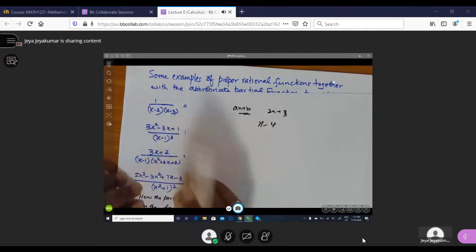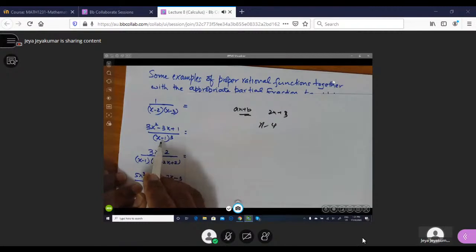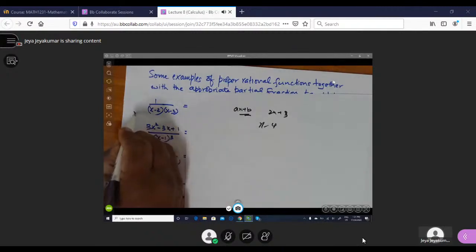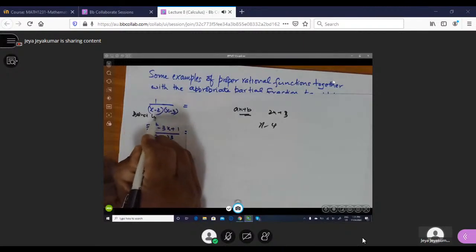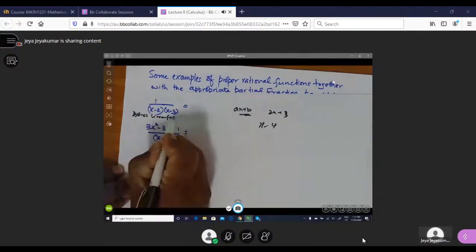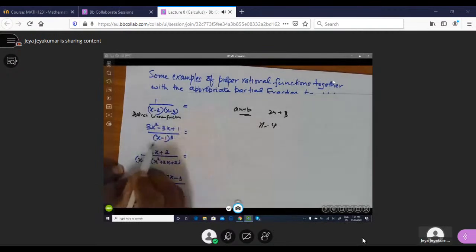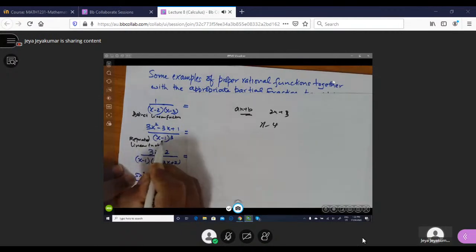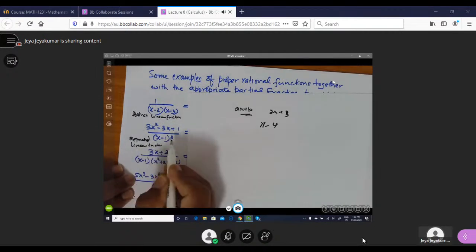Now, if you look at the second one here, it's a different type. It's a linear factor which is repeated 3 times. This is a repeated linear factor. So the first one is a distinct linear factor. Here, the second one, x minus 1 cubed, is the repeated linear factor. Because x minus 1 is a linear factor, it's repeated 3 times.